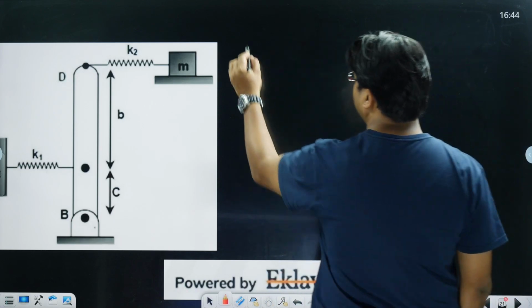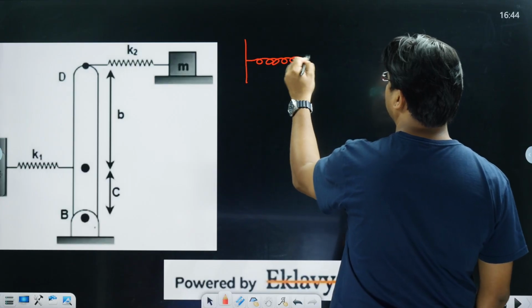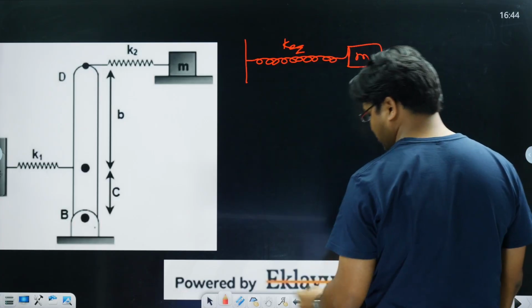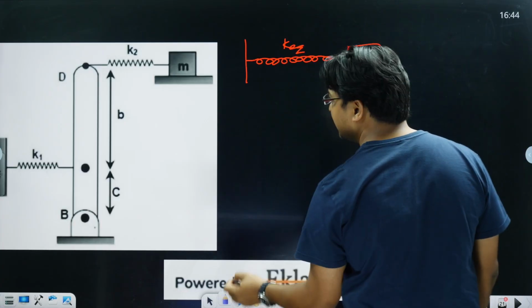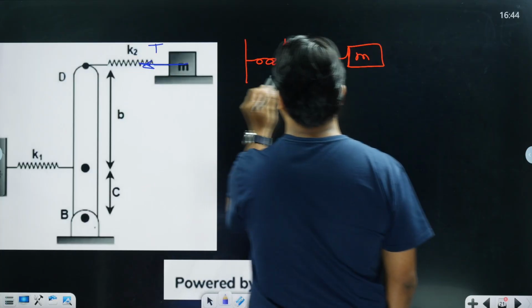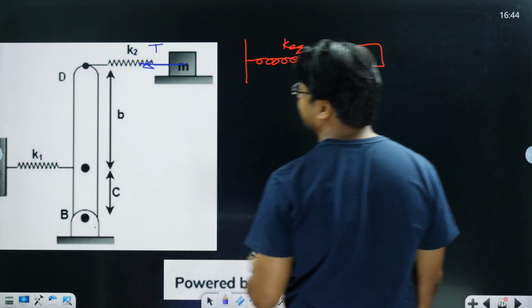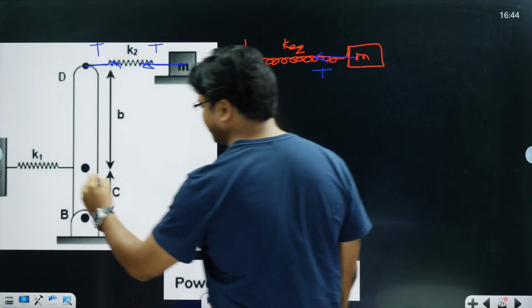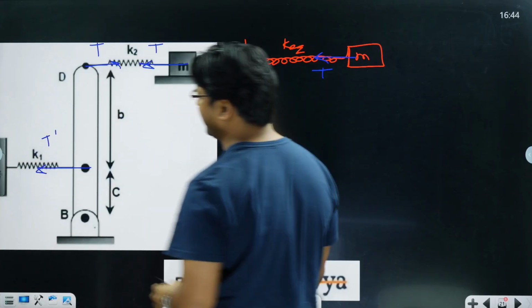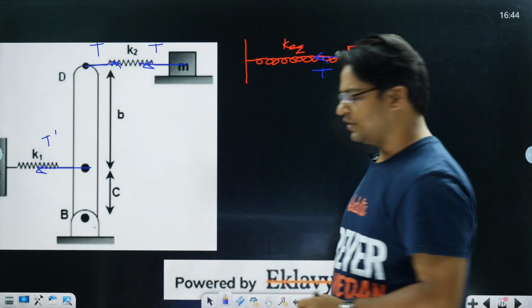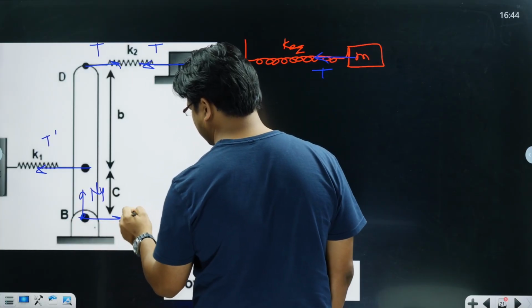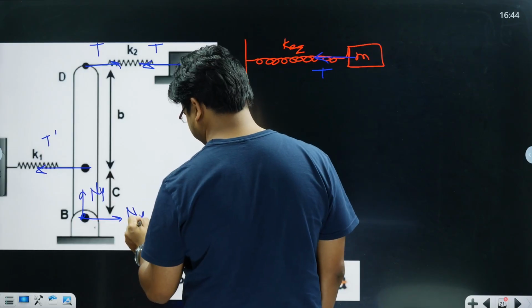So this time I will say that, okay, let me assume an equivalent arrangement like this. Now, if the force here is T, let the force here be T. So this force will be T, and this force will be something different. Let us call it T prime. So one of the challenges for us is to find out the value of T prime.